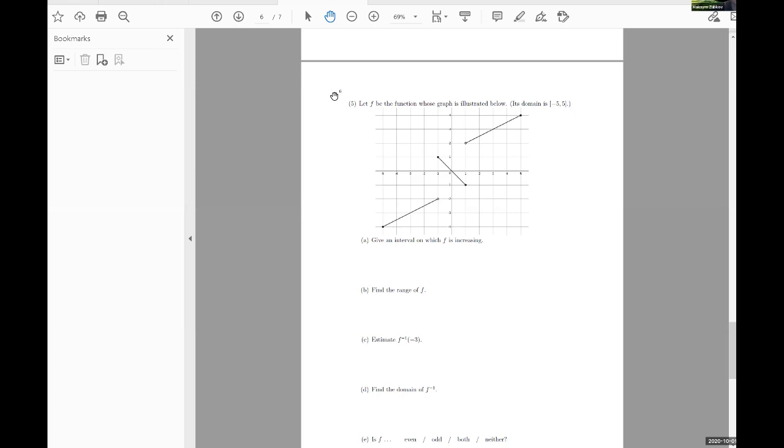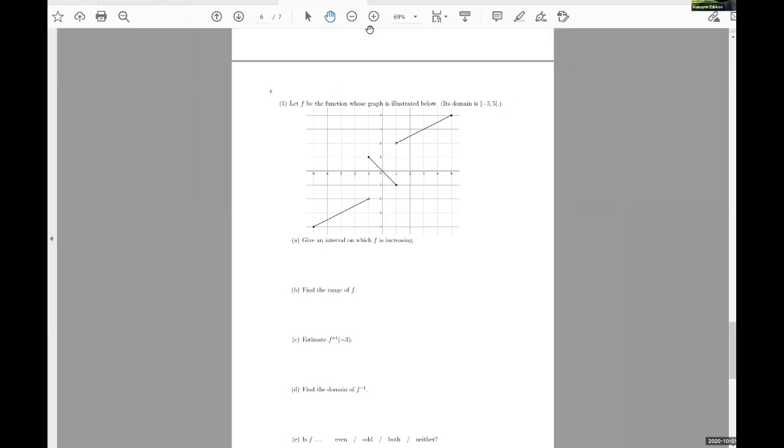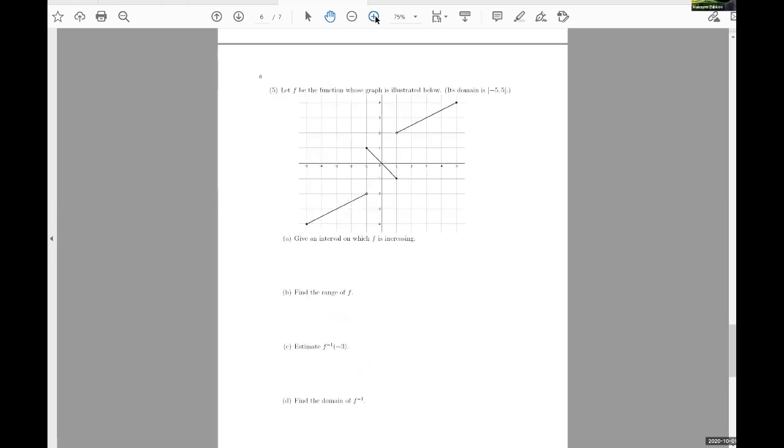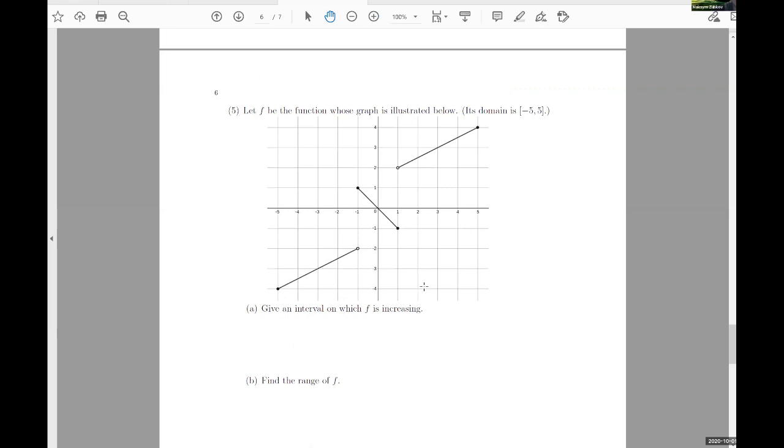Okay, so I want to start with problem number 5. For this problem, let's do part A, which is give an interval on which f is increasing. And there's two ways how we can do this.